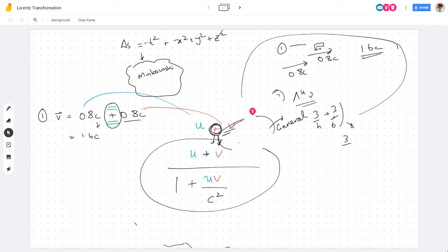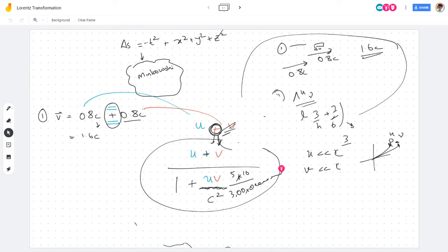Let's work this out. Let's take the case where u is the guy's speed. Remember, if I'm here, there's a guy going at a certain speed, and he's firing a bullet going at a certain speed. So this is u, that's v. Is this clear? Let's say u is very, very small, and let's say v is very, very small, or even smaller than the speed of light. What happens? Let's look at this fraction. Let's say u is 5. Let's say v is 10. You have 5 times 10, 50 divided by how many zeros? What happens to this fraction?